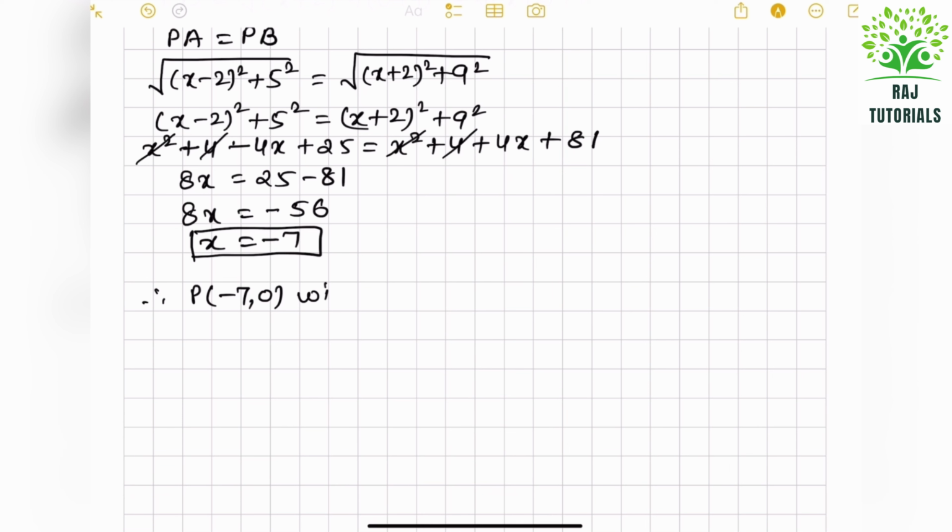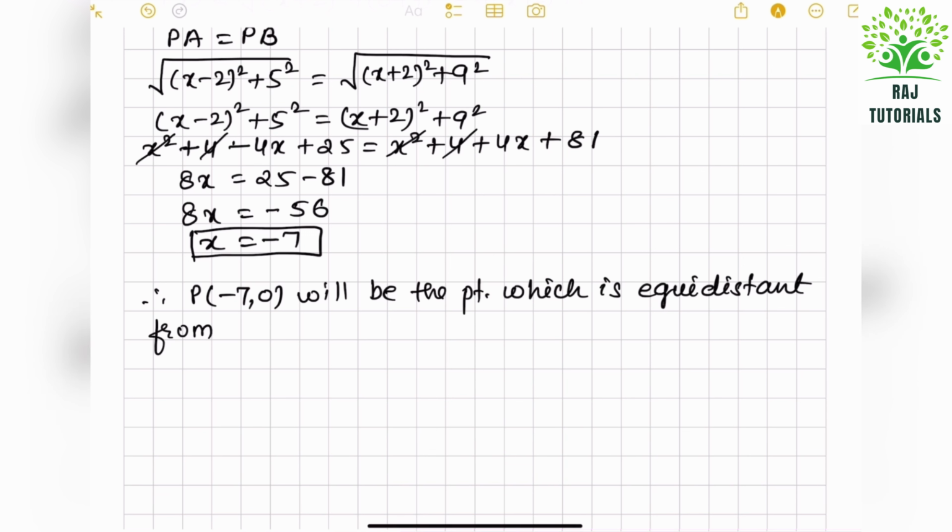Therefore P(minus 7, 0) will be the point which is equidistant from the given points.